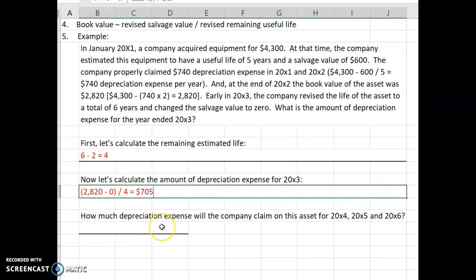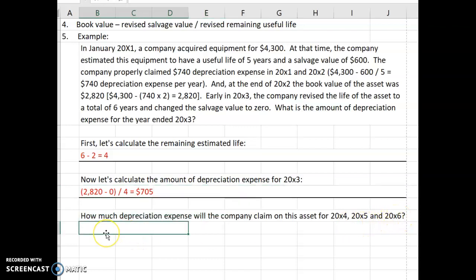Well, how much depreciation expense then should the company claim for this asset in 20X4, 20X5, and 20X6? I'll bet you have that figured out at $705 per year. And that's because it's straight line depreciation. You use the same depreciation amount each year unless some of the estimates changed.